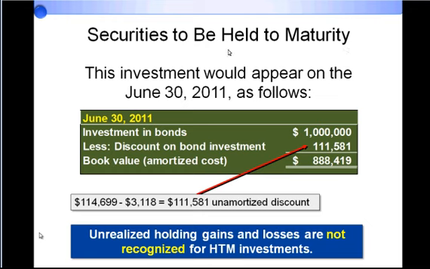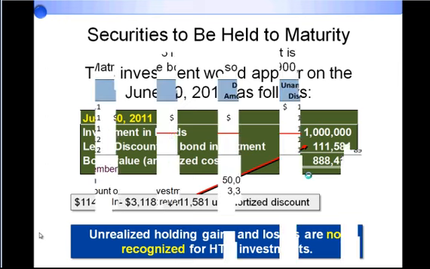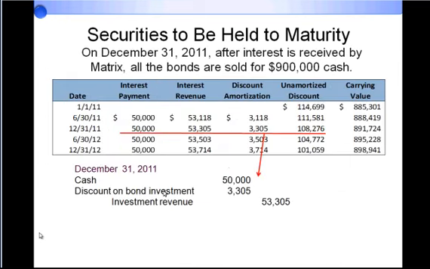Now, as I mentioned earlier, for held-to-maturity bonds, because it's only for bonds, we're not going to recognize any unrealized gains or losses. So even though the value of this may go up and may go down, since it's got a long-term intent, we really don't expect to cash this in for 10 years or so. Pretty much says that we don't need to recognize that. It's not an urgent issue. And you can see that's going to change each period.